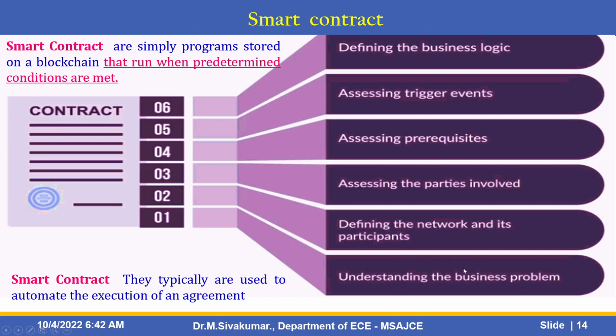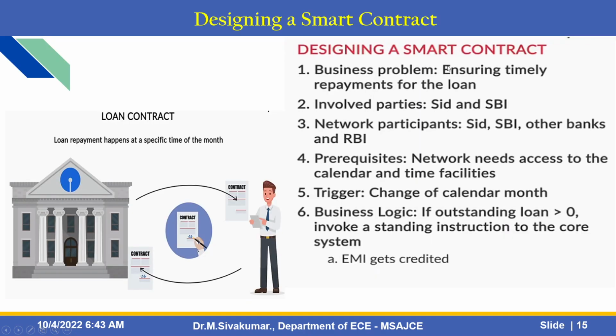First one is understanding the business problem, defining the network and its participants, assessing the parties involved and prerequisites, assessing the trigger events, and finally defining the business logic. So these are the basic rules needed for every smart contract, every problem. First is the business problem: designing a smart contract ensuring timely repayments for the loan, and the involved parties. Who are the involved parties? The user, for example Siddharth, and let's assume State Bank of India is the loan provider. Network participants: Siddharth, SBI, other banks, and Reserve Bank of India.